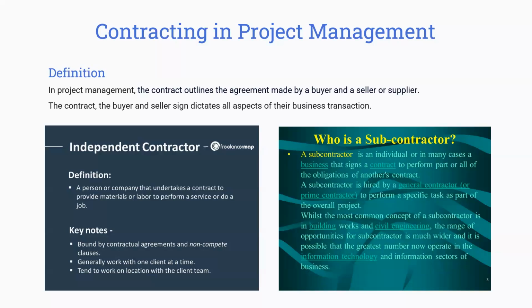Coming to the subcontractor, here an individual or a business signs a contract to perform part or all of the obligations of another contract. It's like you're contacting a supplier, but that supplier may not have the required raw materials or resources. So that supplier asks another supplier to provide the raw materials. The supplier is now outsourcing the job to another supplier. That other supplier is the subcontractor.